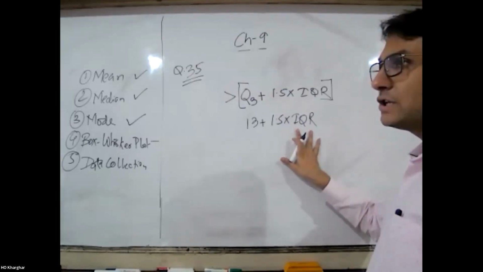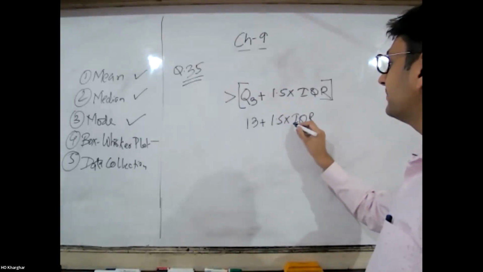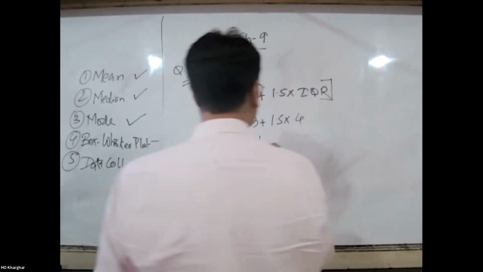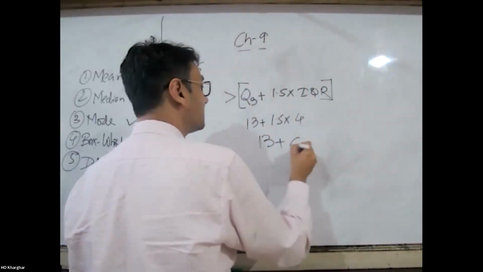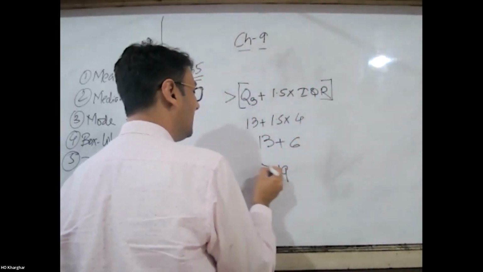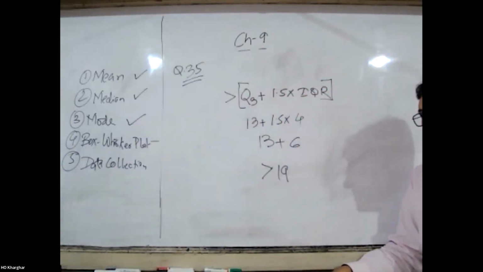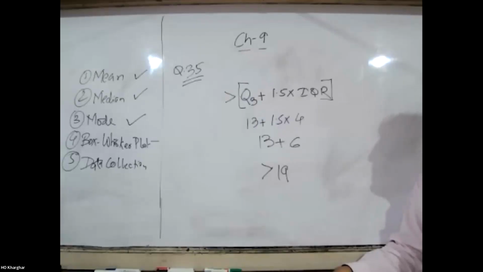So what's the value for IQR? It's going to be 4. 4 times 1.5 is 6. 13 plus 6 is 19. How many albums have songs more than 19? Look into the dot plot given: 20, 21. So there is one outlier in this data set.